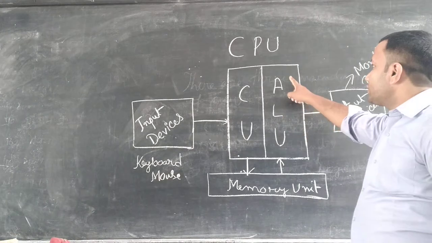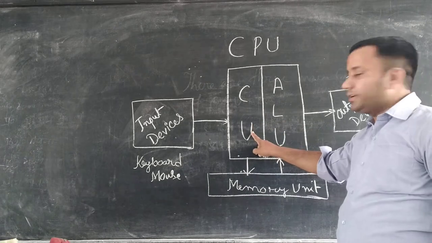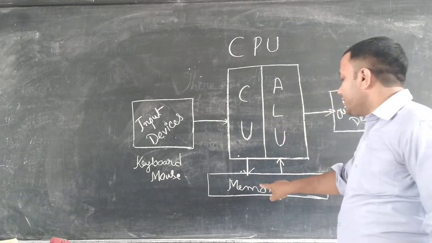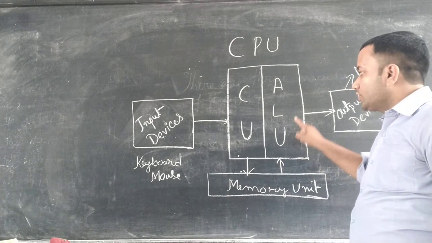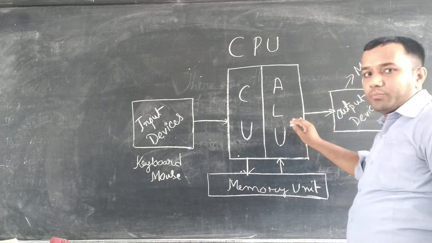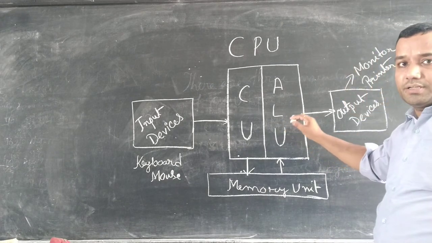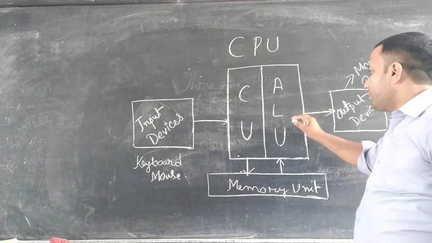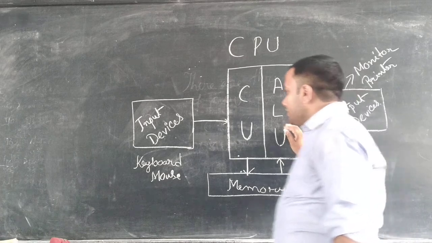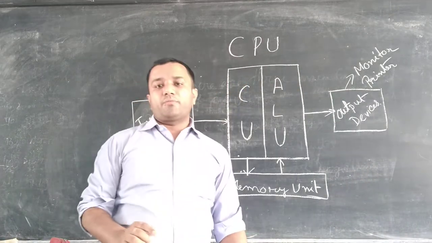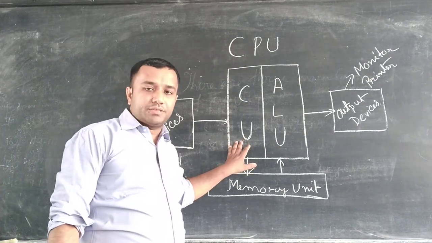So there are three components or three parts of the CPU: CU, control unit, memory unit, and ALU, arithmetic logical unit. These three components are the most important in a computer system. So we can say that without the CPU, the computer cannot perform any tasks. So the CPU is the main device in a computer system.